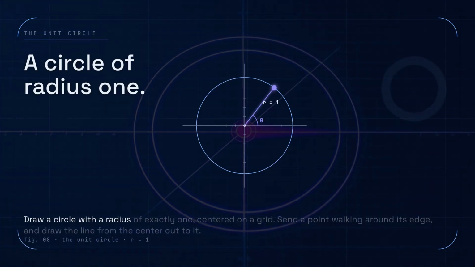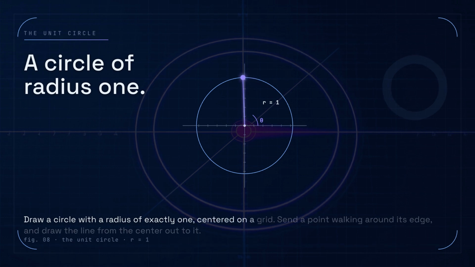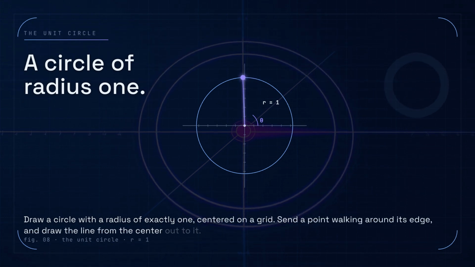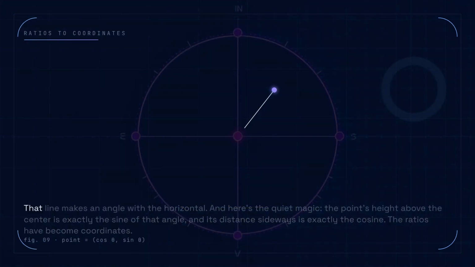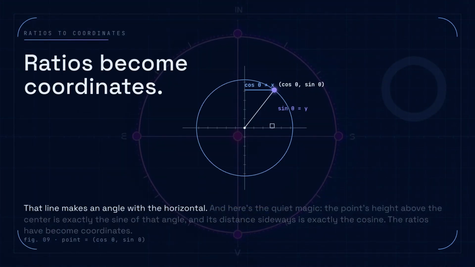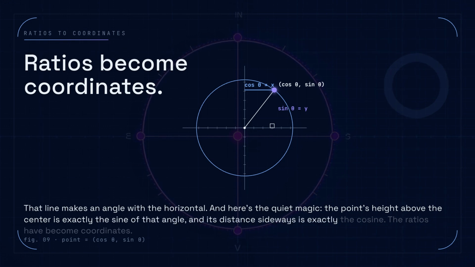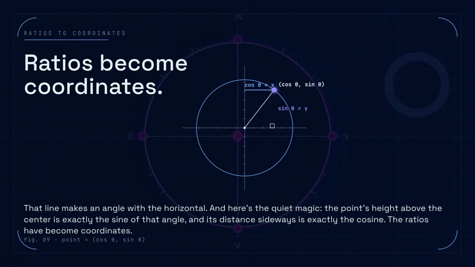Draw a circle with a radius of exactly 1, centered on a grid. Send a point walking around its edge, and draw the line from the center out to it. That line makes an angle with the horizontal. And here's the quiet magic. The point's height above the center is exactly the sine of that angle, and its distance sideways is exactly the cosine. The ratios have become coordinates.